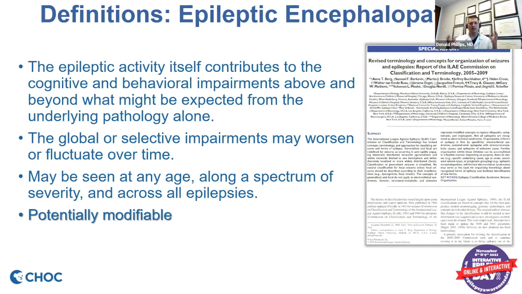Epileptic encephalopathy is the category under which ESES falls. It is where the epileptic activity itself contributes to the cognitive and behavioral impacts above and beyond what might be expected from the underlying pathology alone. The global or selective impairments may worsen or fluctuate over time, may be seen at any age along a spectrum of severity and across all epilepsies, and are potentially modifiable if we can treat it early and completely. I'll just highlight that bit about across all epilepsies. Any epilepsy can manifest as an epileptic encephalopathy from ESES or other things. Some are more commonly associated with epileptic encephalopathy than others.